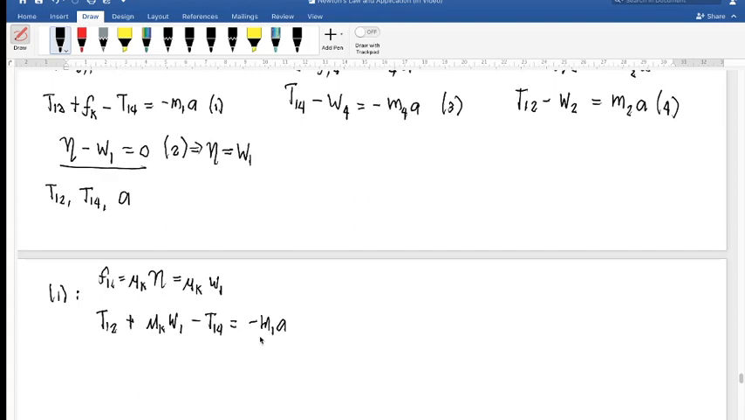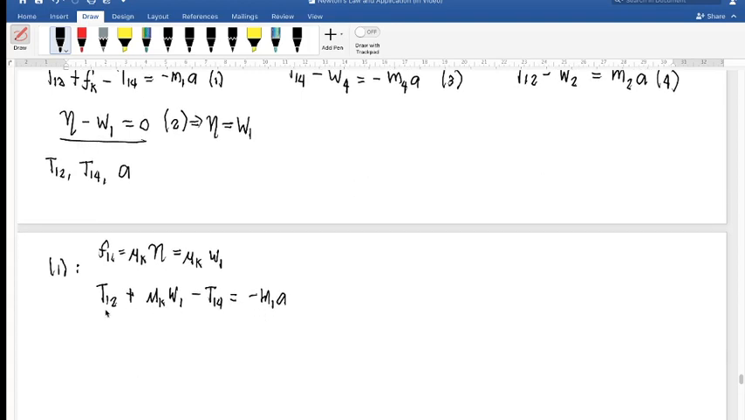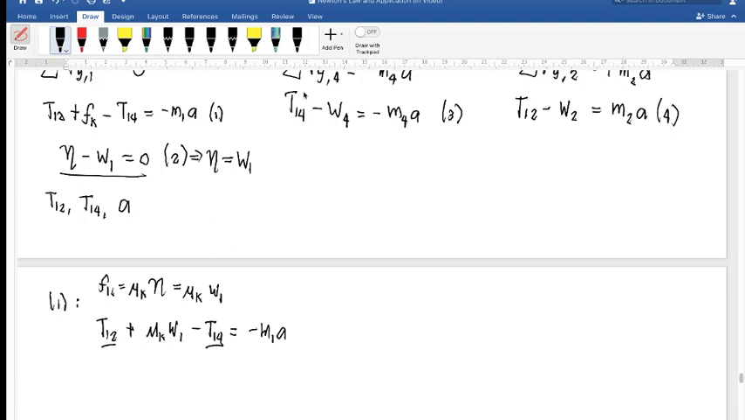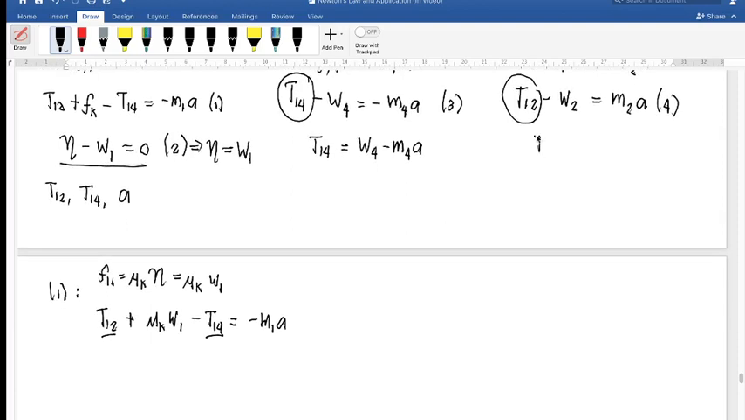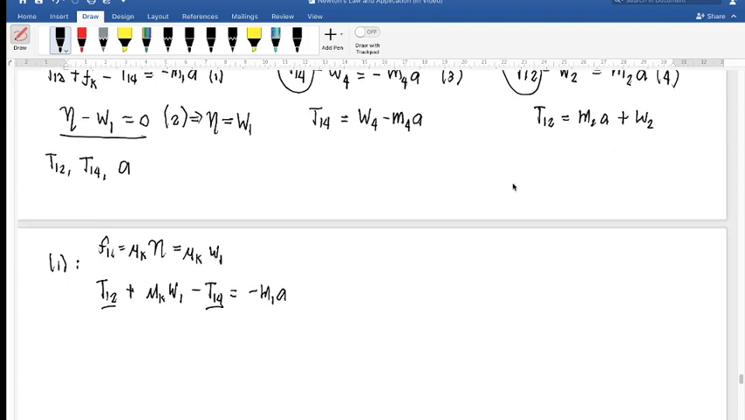Okay, so we can actually put T12 and T14. We can get T14 here and T12, so we can substitute them here. So we can put T14 from equation 3 as equal to weight of 4 minus the mass times acceleration of 4 kilogram, and here we have T12 is equal to m2a plus weight of the 2 kilograms. Then we can substitute this one here.